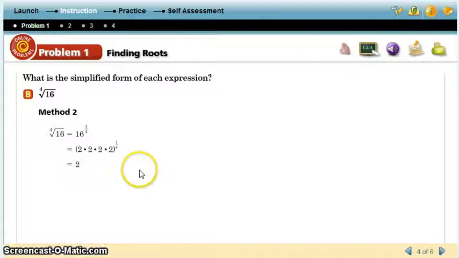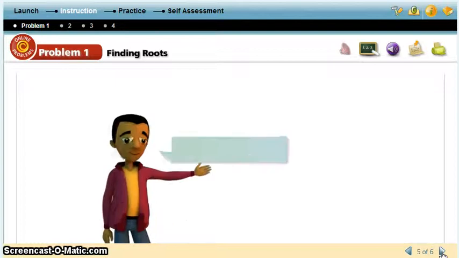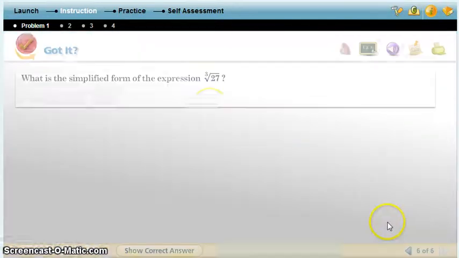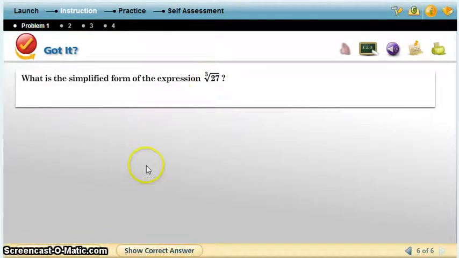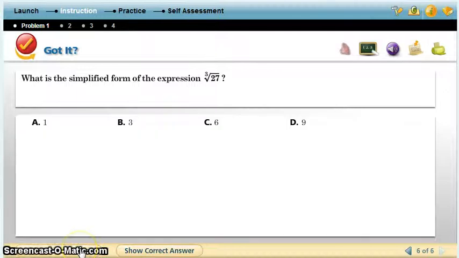Okay, so 2 methods. You can either write it out in radical form or rewrite it in rational exponent form and solve. So now it's your turn. I want you to look at this example. This is the cube root of 27. So I'm going to give you some answer choices. Pause the video and go through, try to answer this problem.